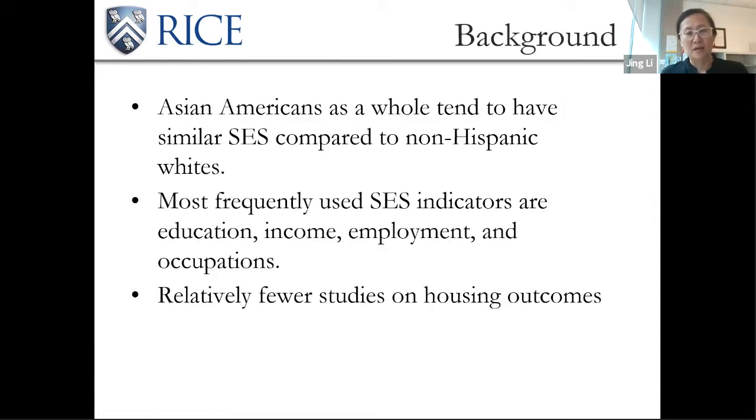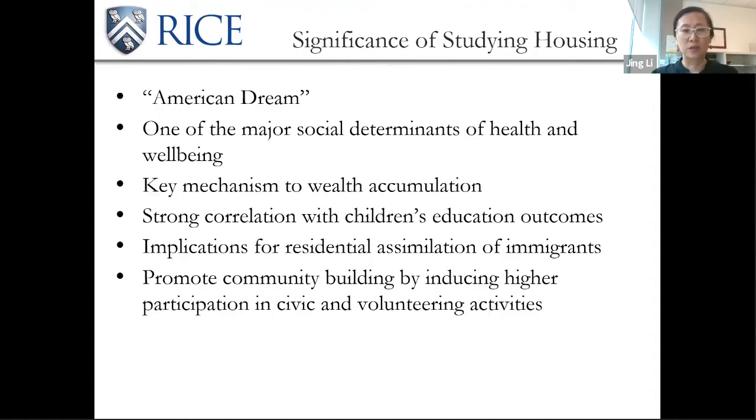A little bit of background about our study is that past studies have found that Asian Americans as a whole tend to have similar SES compared to non-Hispanic whites. Most frequently used SES indicators among past studies are education, income, employment, and occupations. There are relatively fewer studies on housing outcomes. So it's very important to study housing.